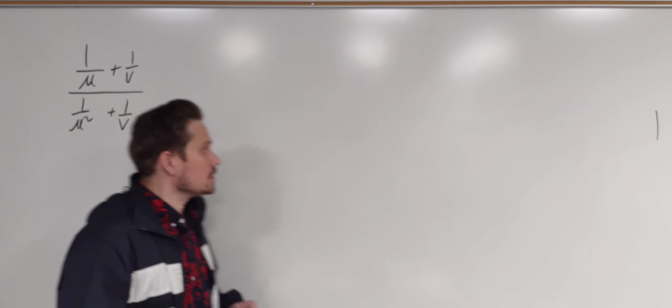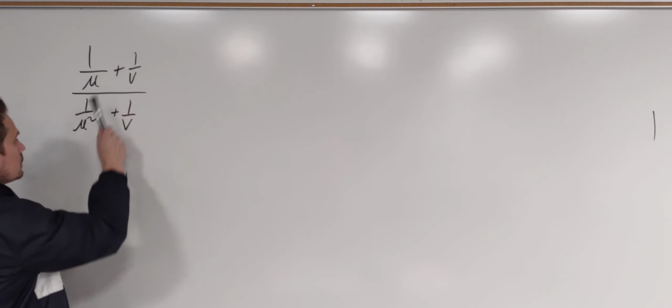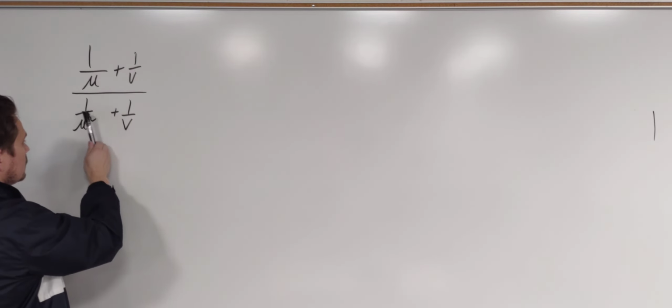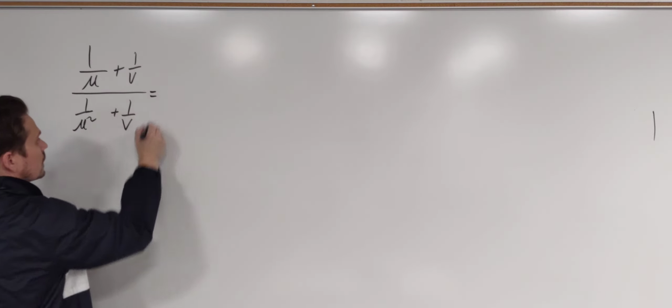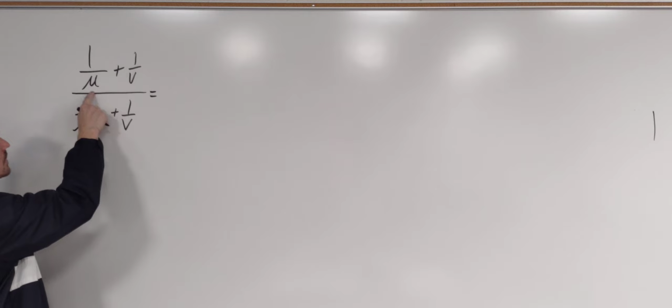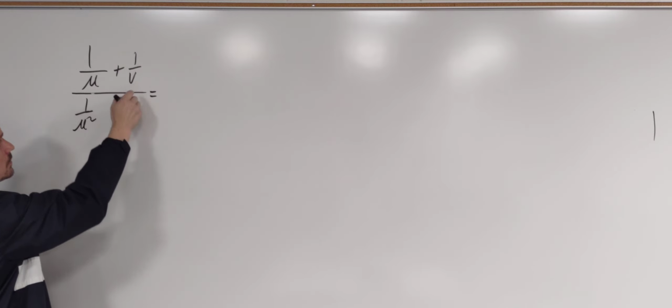So we have here 1 over u plus 1 over v divided by 1 over u squared plus 1 over v. So go through the process. You see, this is missing a v in the bottom, this is missing a u in the bottom.